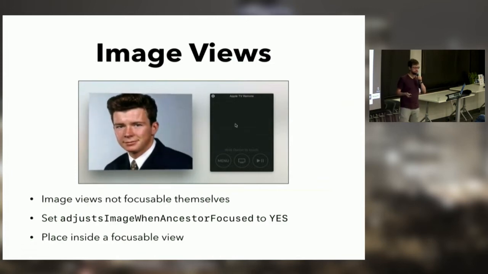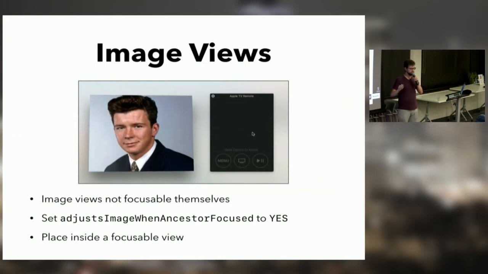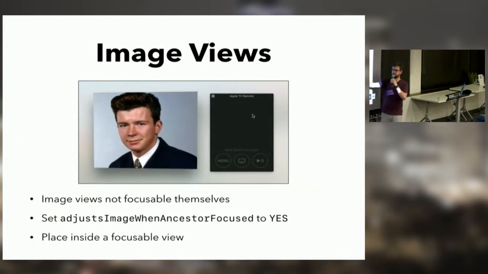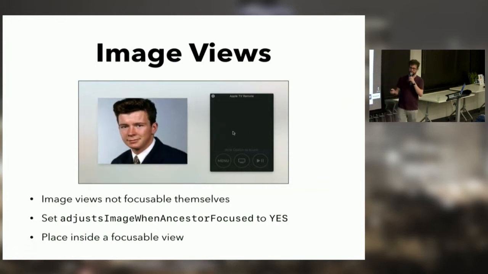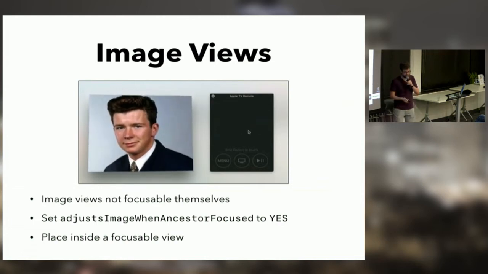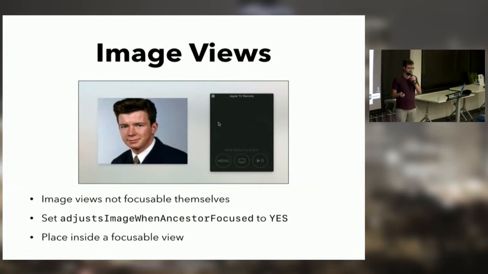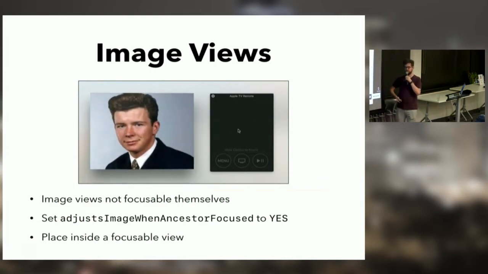Next is image views. One of the coolest demoed things in tvOS is this really nice parallax effect that image views have throughout the OS. There's this nice shimmer that shows up on top, and as you move your finger on the remote, the image actually pans around. It's super cool that this is basically a one-liner. It's a property on UIImageView that you set to yes, adjustsImageWhenAncestorFocused, which is a mouthful. You set that to yes, and image views automatically adopt this behavior.